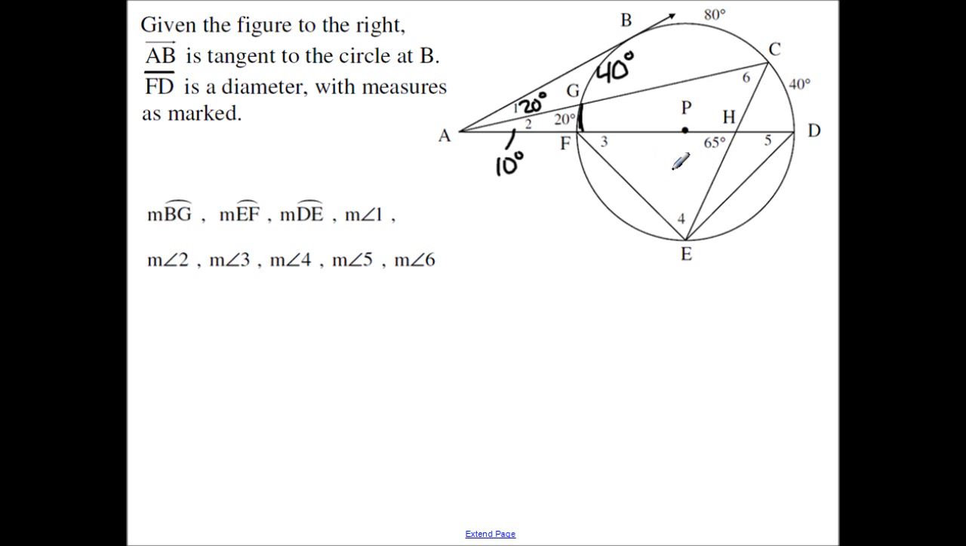Let's just keep going. That seems like it's working for us. Angle 3 is an inscribed angle, and as such, it should equal 1/2 of its intercepted arc. The problem is I don't know the length of arc DE yet, right? That's one of the things it's going to ask me to find. I don't have that yet. Let's do this. I don't know that angle either.